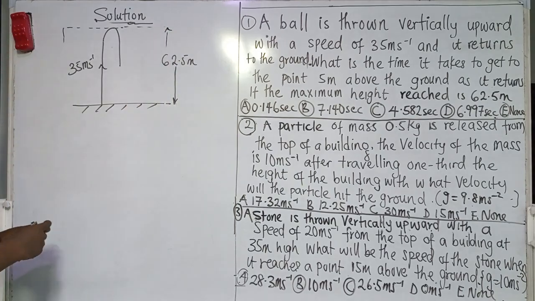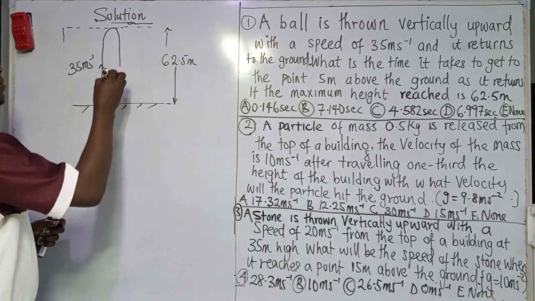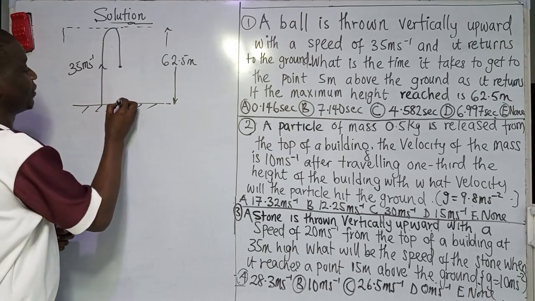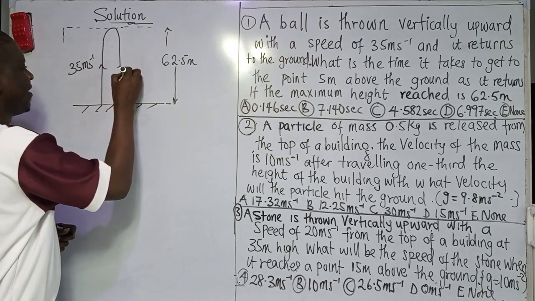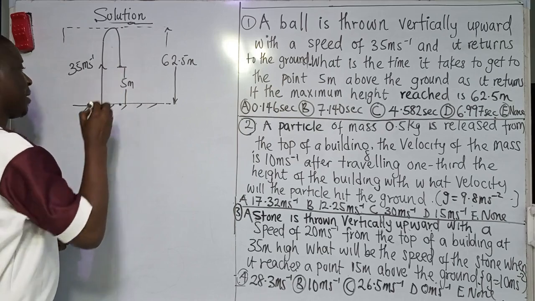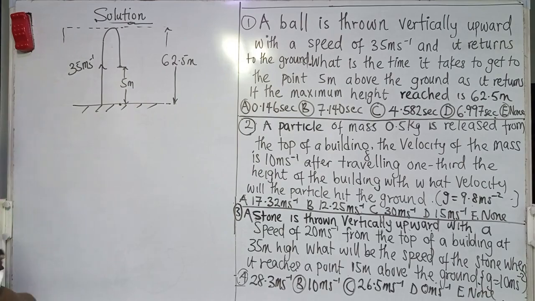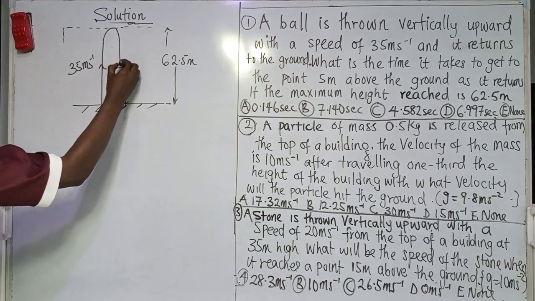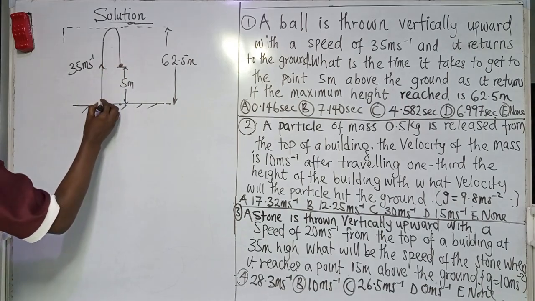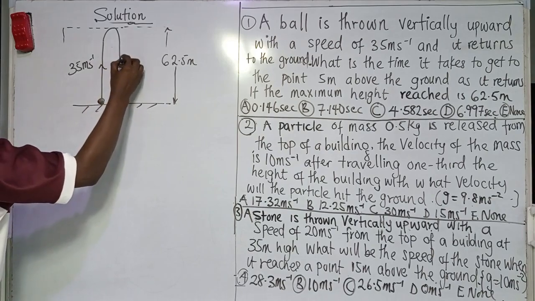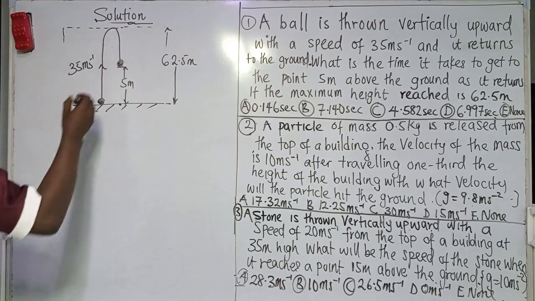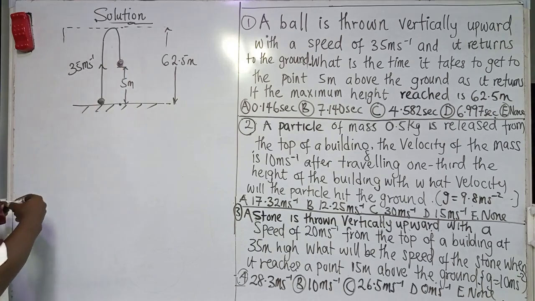So in this case, let me assume this is the ground, and this point is 5 meters above the ground. Let's assume the ball is returned to this point. It was thrown from the ground level. Let's look at the ball as it returns to this point.